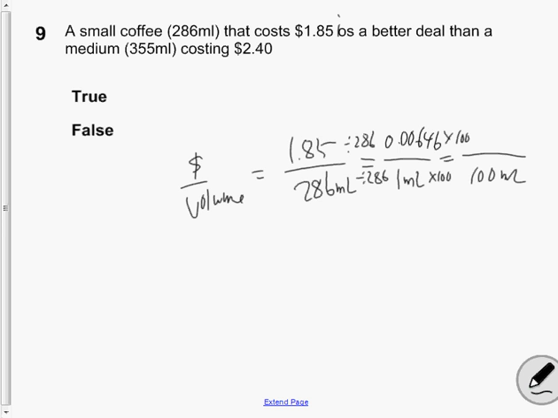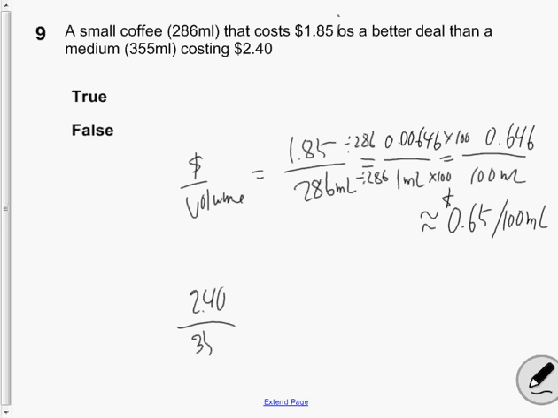Oh, yeah, that's right. So it would be 64.6 cents per 100 milliliters, or approximately 65 cents per 100 milliliters. I'm going to round it to the nearest penny. With the second one, we have $2.40 for 355. I'm going to do this one a little bit different. I'm going to divide both by 3.55.